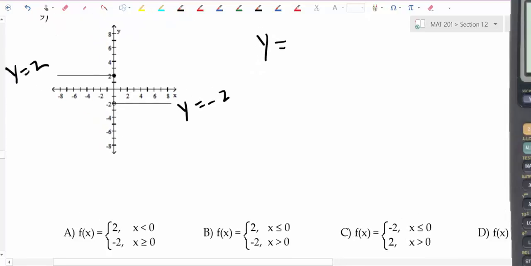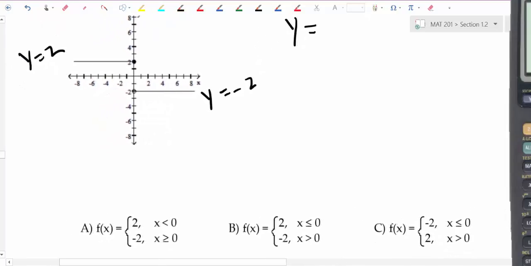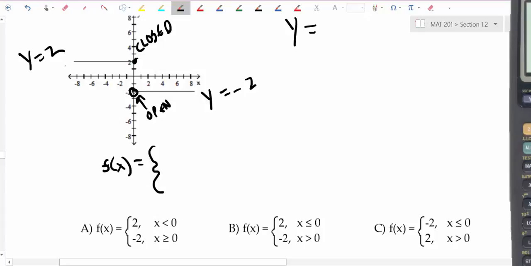Now I'm going to zoom in on this a little bit. This is another detail that you have to have. This is an open circle. So that thing right there is open, and this thing right here is closed. So when you write your piecewise function, you got to write it real carefully. What you typically do is you say f of x, then you have half of a brace. The first function is, we just say 2. We don't have to say y equals 2, because that's what f of x is.